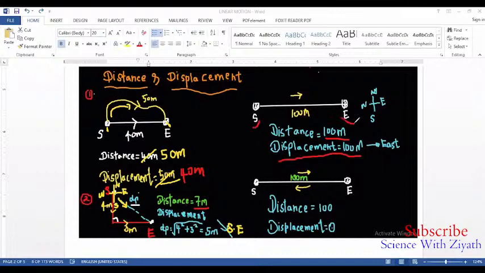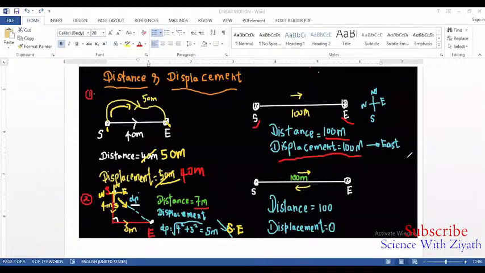This is the starting point and this is the ending point. Here the total length the object travels is 100 meters, and the length between the starting point and ending point is called displacement. So the displacement is 100 meters. Here they have given the directions north, east, south and west. So this side is east, and I have given east here.